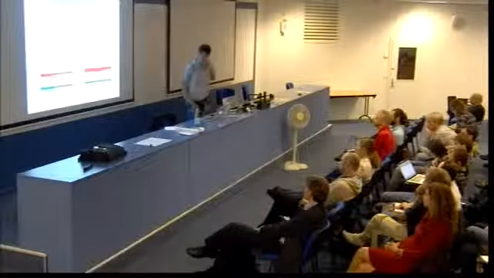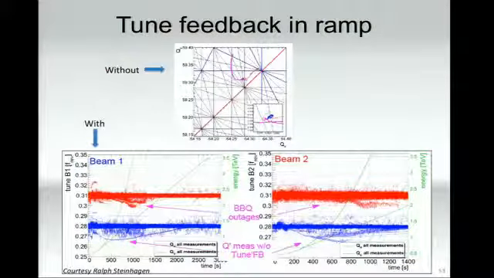Tune feedback is also on. So we saw this yesterday, the tune diagram. This is what would happen if we didn't have the feedback on and we hadn't feed-forward corrections. It would go walkies, cross resonance lines, and we lose beam. And this is a sum of many fills. So here you have the vertical tune and the horizontal tune, beam 1, beam 2 during the ramp. And you can see the tune feedback doing a very good job for us there.